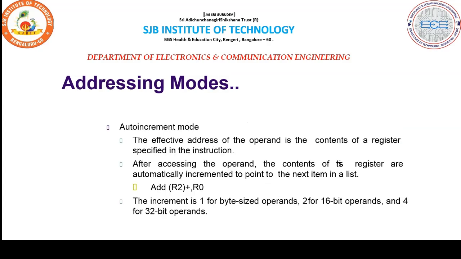Auto increment mode. The effective address of the operand is the content of the register specified in the instruction. After accessing the operand, the content of the register is automatically incremented to point to the next item in the list. That is add (R0)+, R1. The increment is 1 for byte-sized operands, 2 for 16-bit operands, and 4 for 32-bit operands.